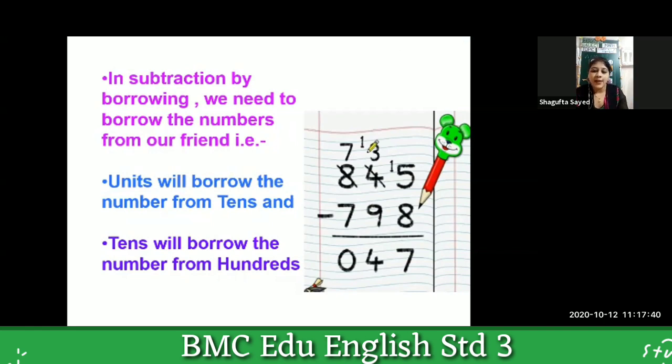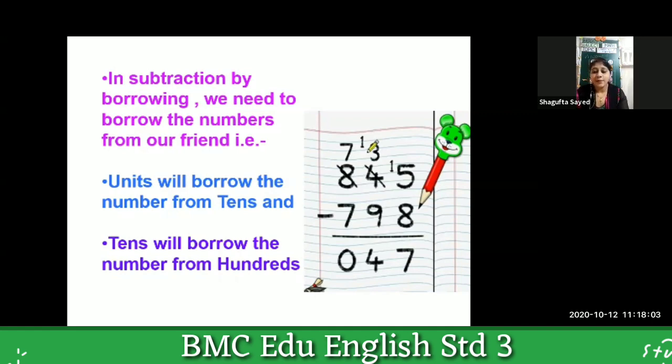Please look here. Here it is written 845 minus 798. Now from 5 we cannot minus 8. No. So what we have done? We have taken help. We have borrowed number from our tens. Can you see? 4 I have cut and here we have given 15. So 15 minus 8 becomes 7.